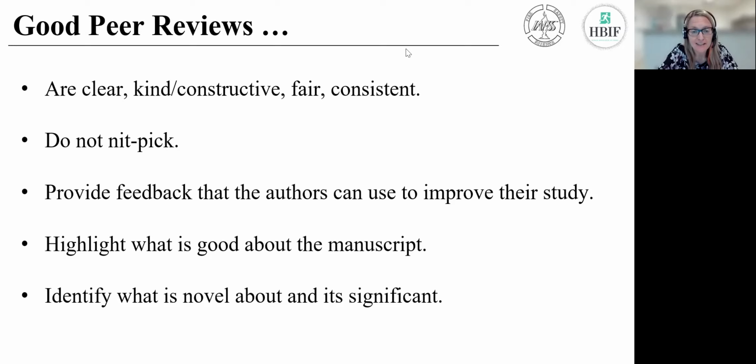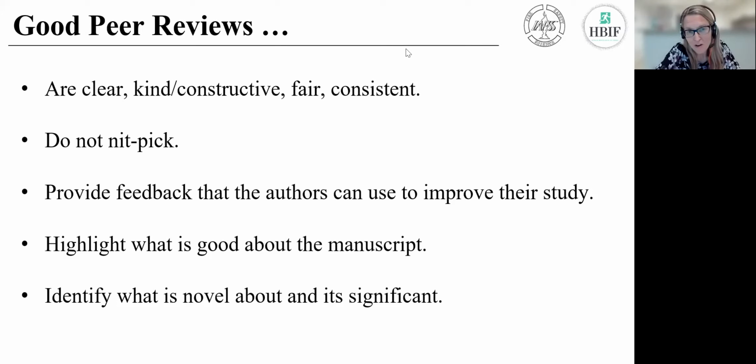Good peer reviews are clear, kind, constructive, fair, and consistent. Clear: we want to make sure that the authors understand what we're saying. If you want them to make a change to the paper, then say that. If we're just asking questions, then that's okay. But really, we should be asking questions for them to then make revisions to the paper if needed.